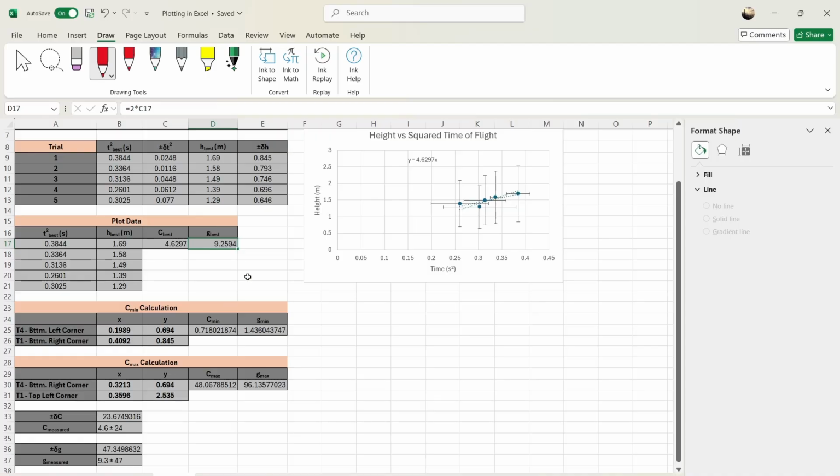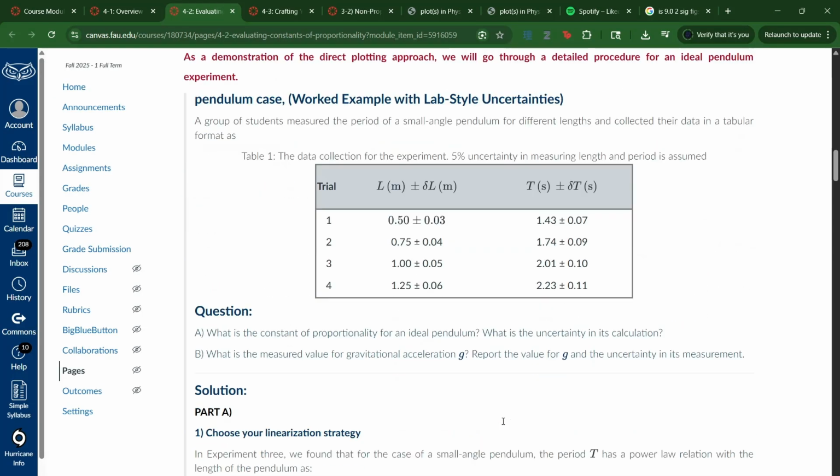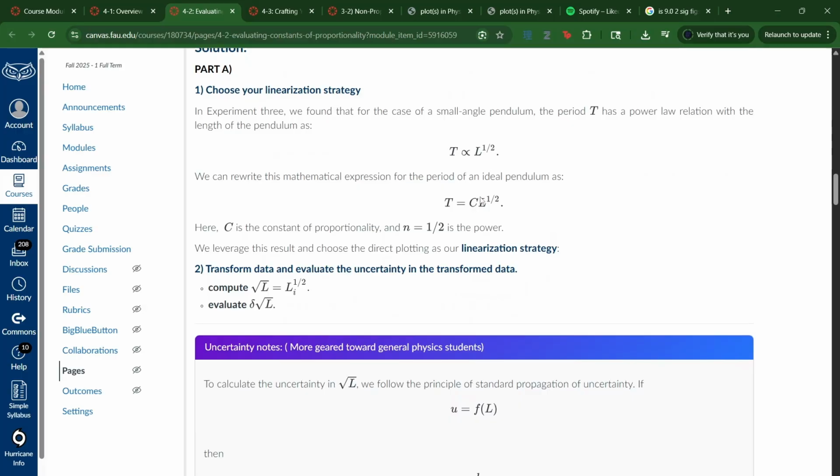Now, you're going to do a similar sort of thing when you're doing the period of a pendulum. You're still going to get your C best and your C min. But you're still going to have to make sure that when you calculate your new values of the length, not the time for the pendulum, you calculate your uncertainties correctly. The way of how to do that for the period of a simple pendulum, it's in the module, guys. So when you're applying the steps I just did in the video to your experiment 3 data for the period of a simple pendulum, he literally tells you right here how to do that.